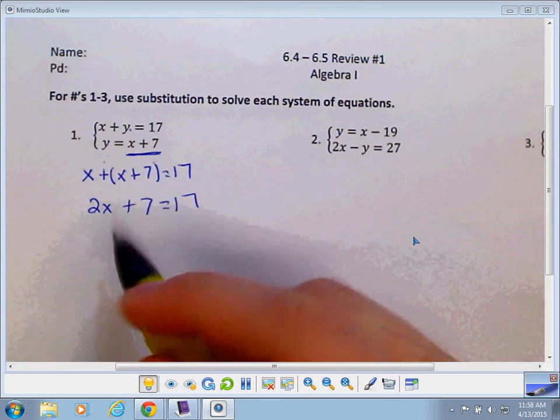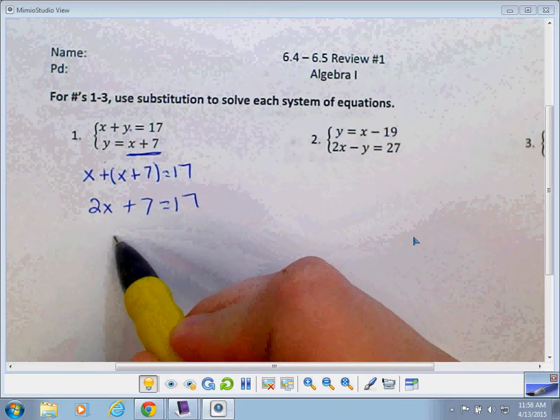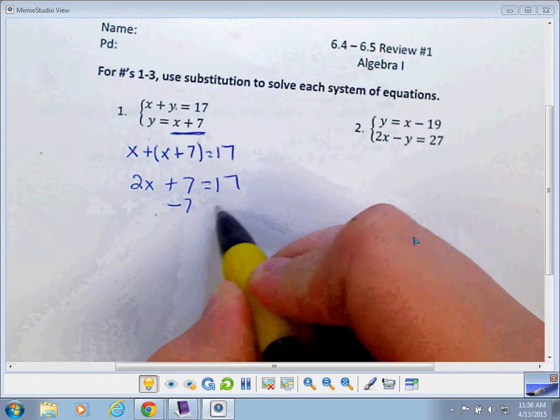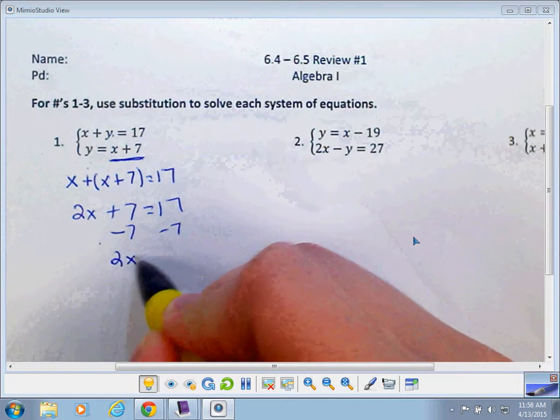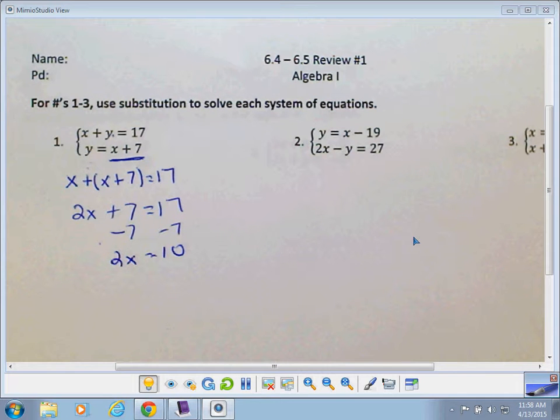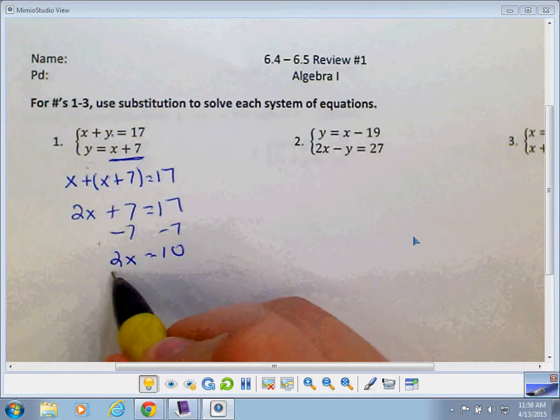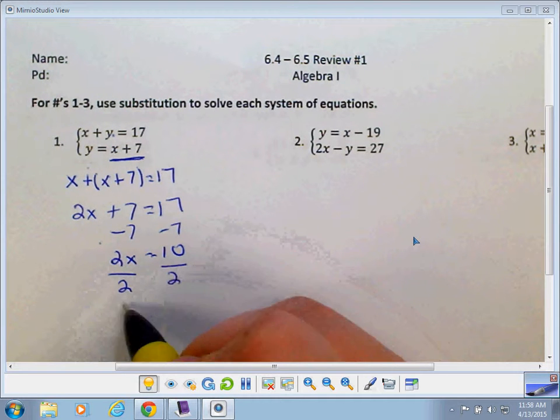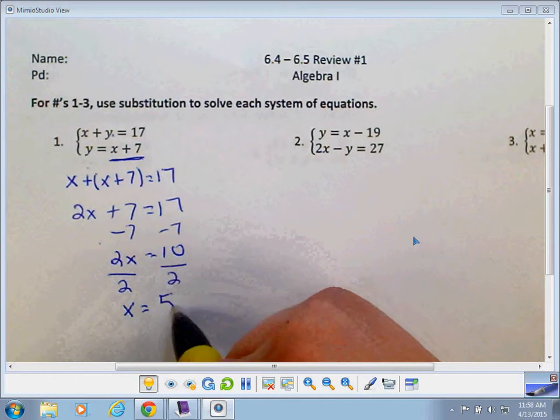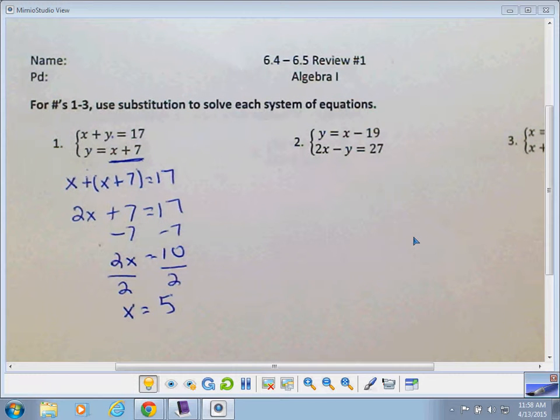Alright, so remember, we want to get x by itself because we're solving for x. So then I would minus 7 to both sides, and I get 2x is equal to 10. Then we want to divide by 2, and I get x is equal to 5. So now we know what x is equal to.